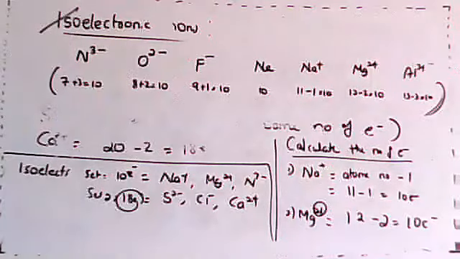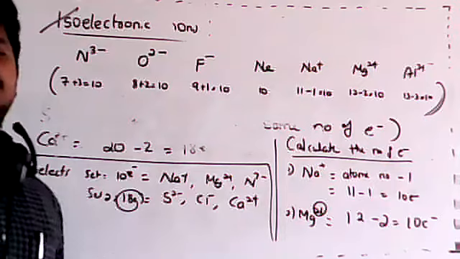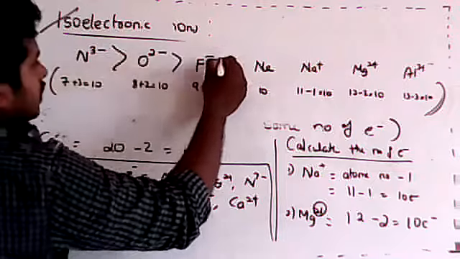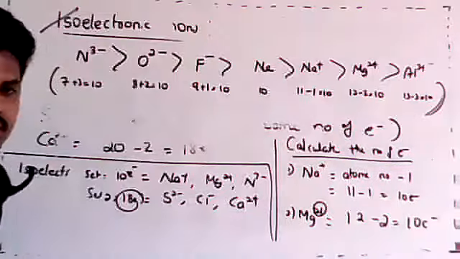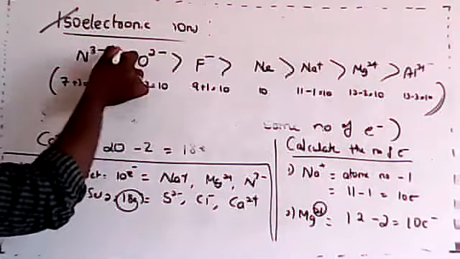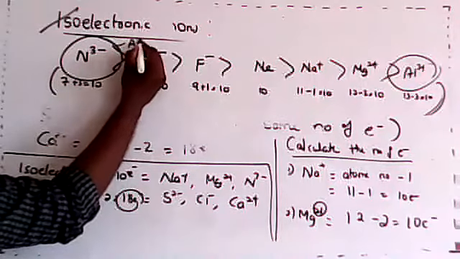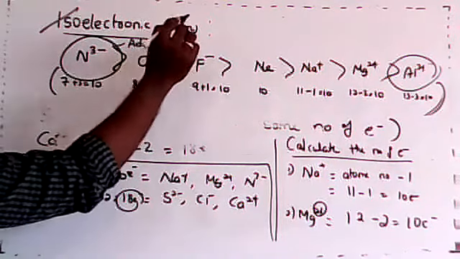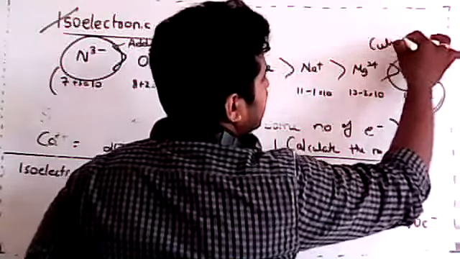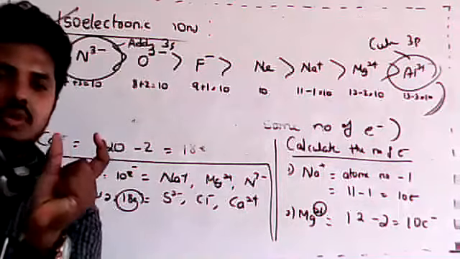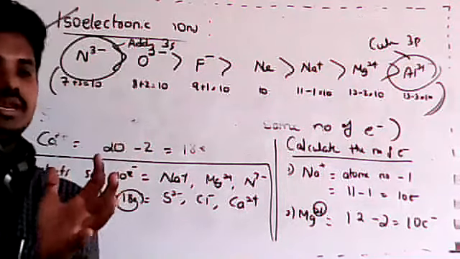Got it? Now the important thing is to compare. Can you tell me which is larger among the given species? N3 minus should be larger. Which is smaller among the given species? Yes, therefore the order will be like this. To remember, you can remember in this way. This is larger in size, this is smaller. How to remember? It is formed by adding 3 pieces. This is formed by cutting 3 pieces. If you cut 3 pieces, it becomes very small. If you add 3 pieces, it becomes very large.